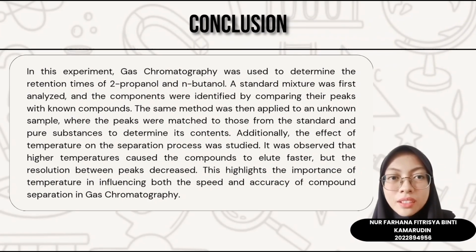In this experiment, we determined the retention times of 2-propanol and N-butanol using gas chromatography. We also analyzed a standard mixture and identified its components by comparing the peaks with known compounds. Next, we used the same method to identify an unknown sample by matching its peaks with the standard and pure substances. Lastly, we studied how temperature affects the results. We found that increasing the temperature made the compounds come out faster, but it also reduced the resolution between peaks. This shows that temperature plays an important role in both the speed and accuracy of separation in gas chromatography.